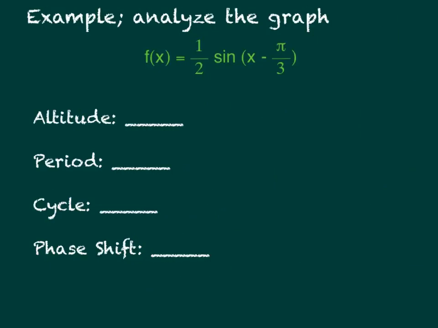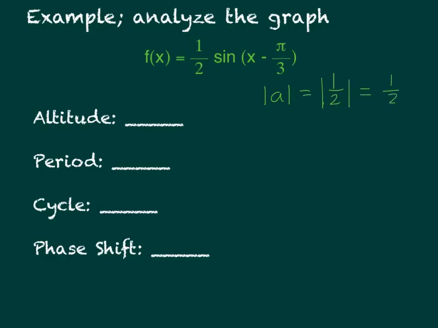Now we're going to do some examples where we find the altitude, period, cycle, and phase shift of a given trigonometric function. So this first one, we have f of x equals 1/2 sine of x minus pi over 3. All right, so the first thing we look at is our altitude. Our altitude is our absolute value of whatever is multiplied on the outside. So that would be the absolute value of 1/2, which is 1/2. So my altitude is 1/2.